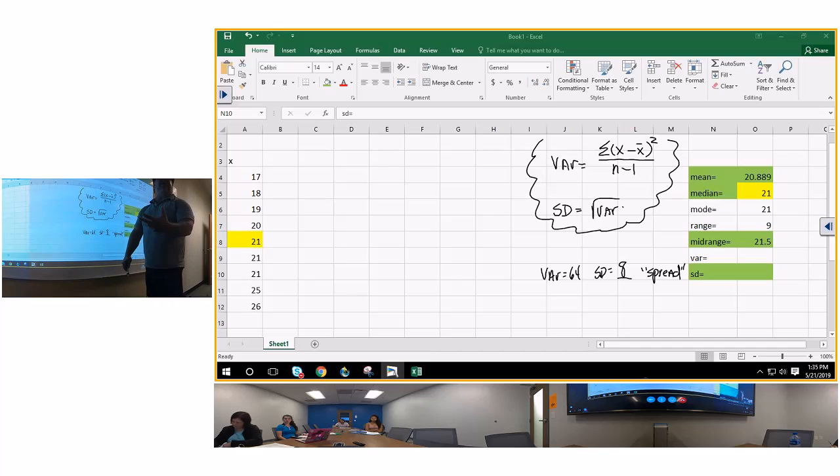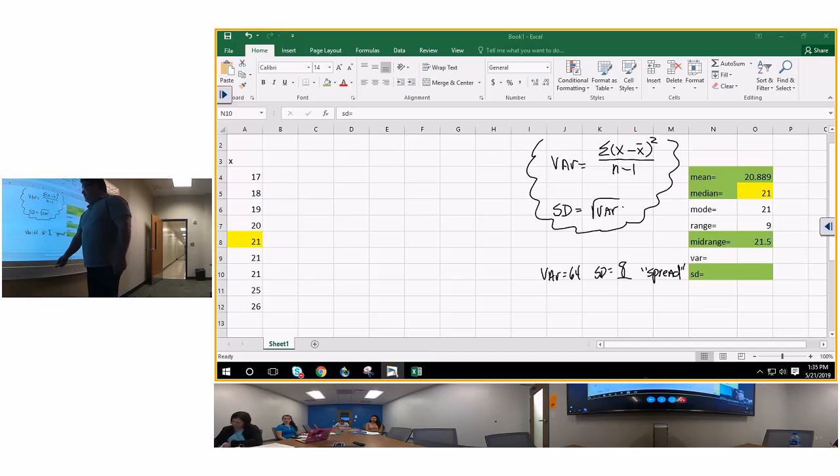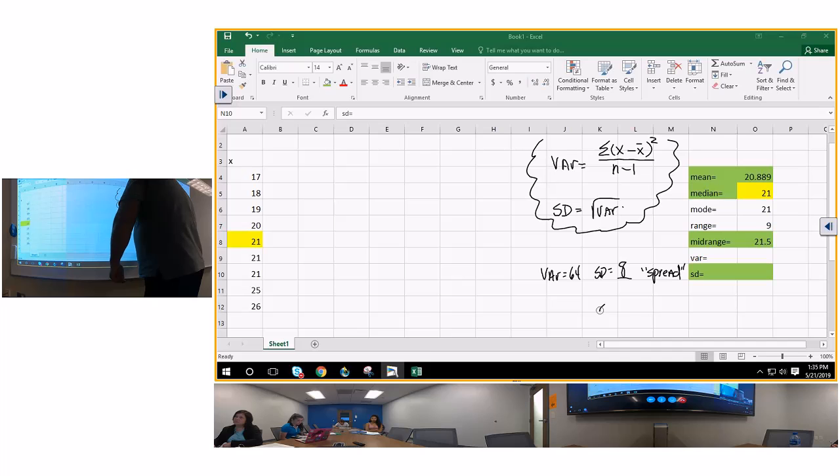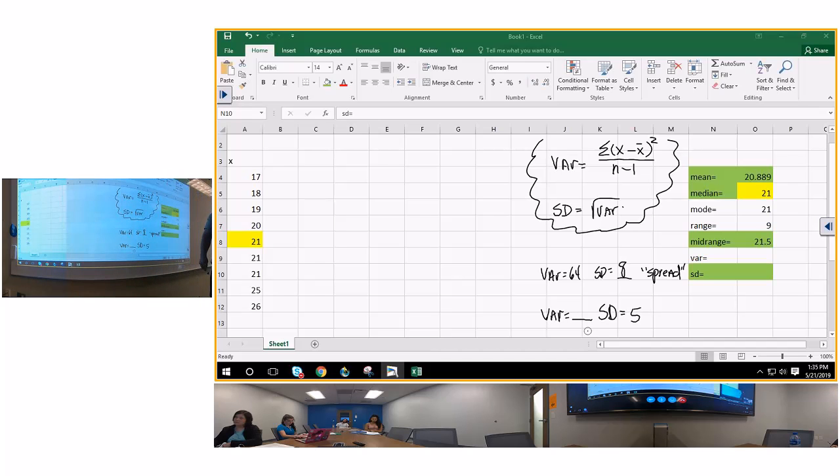Here's the other standardized test question. Standard deviation is equal to 5. What is the variance? 25. Good job.